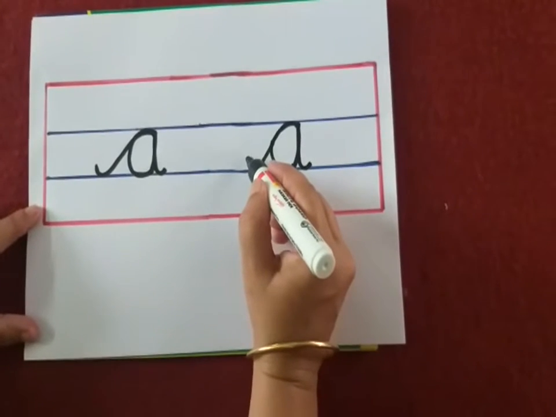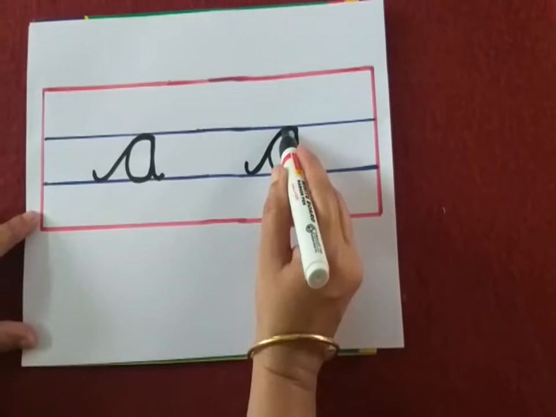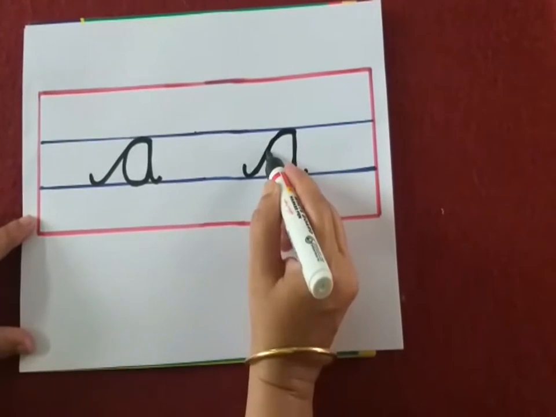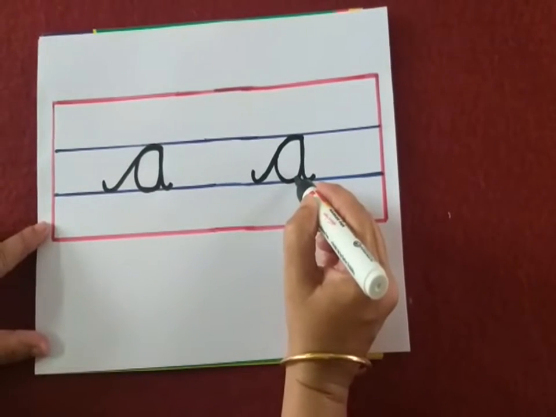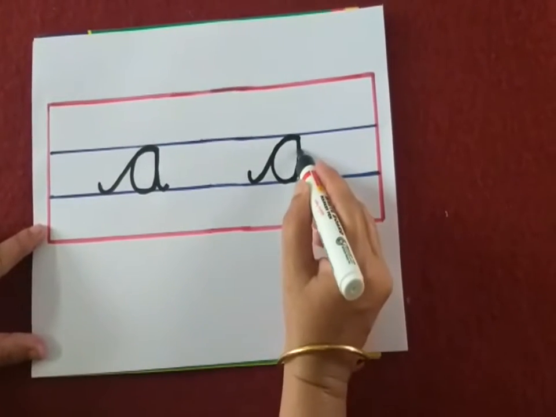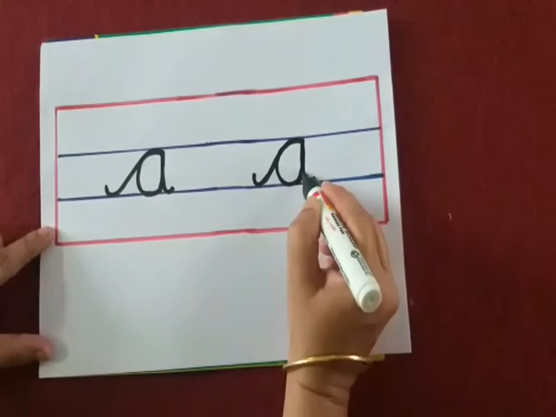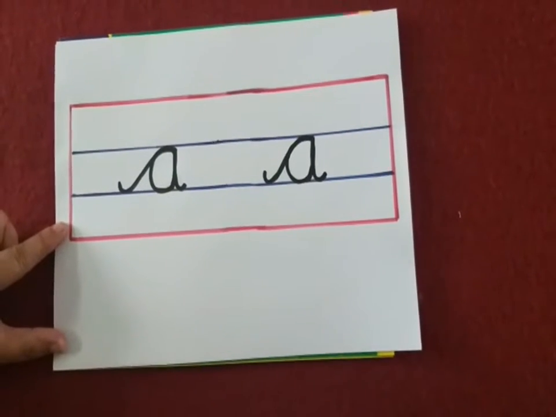Once again, make a small curve, go up to the second line, blue line, come down to the third line, blue line, like C you have to make. Then from down you have to go up to the second line, join this, again come down and make a small curve, small cursive A.